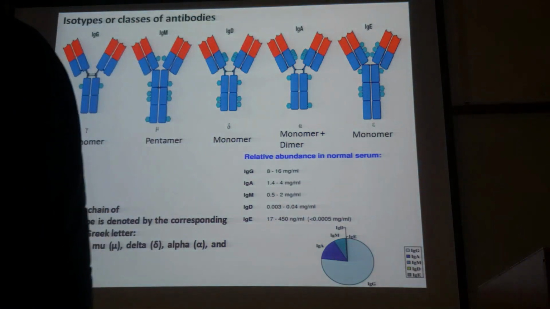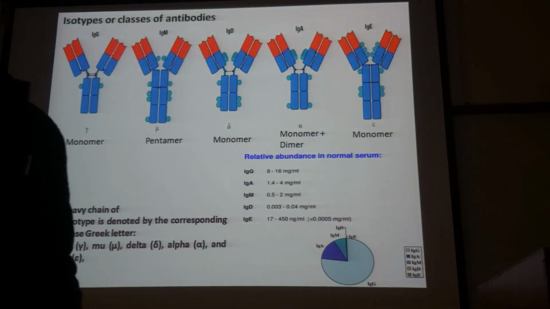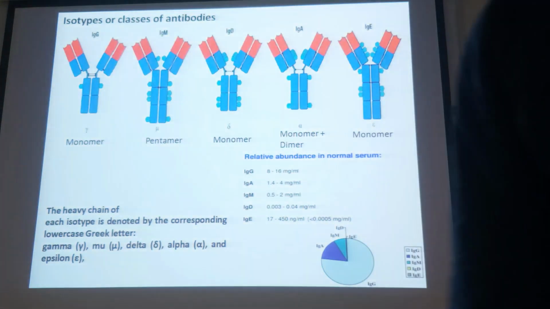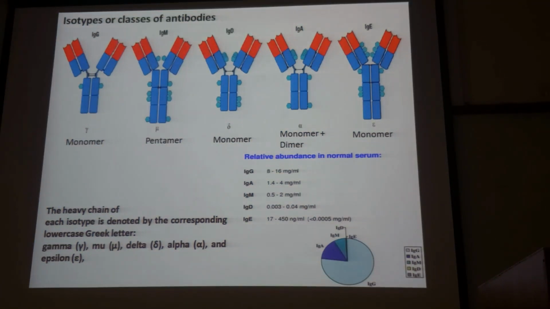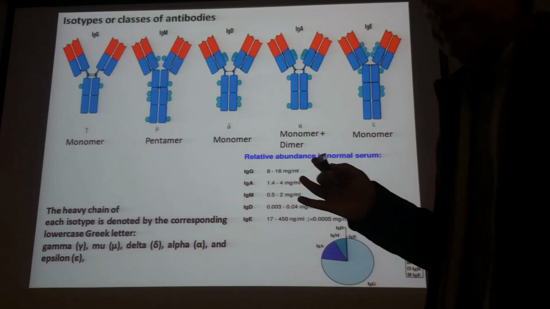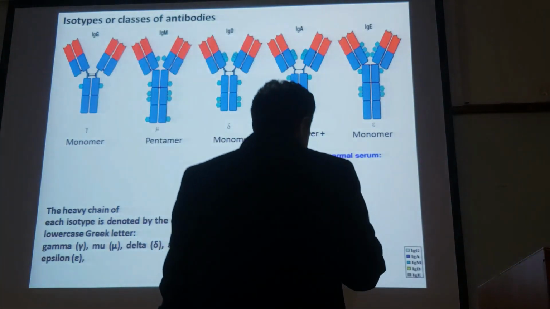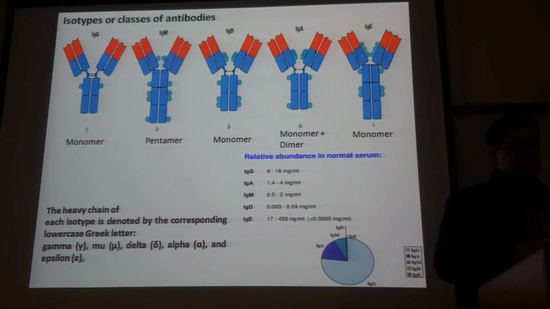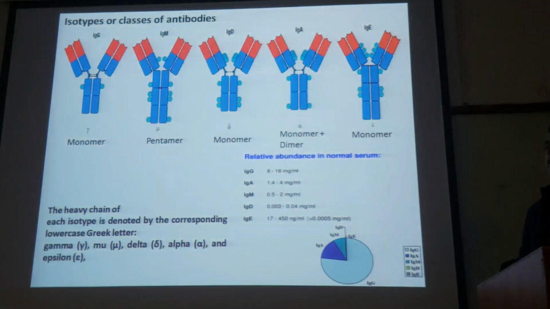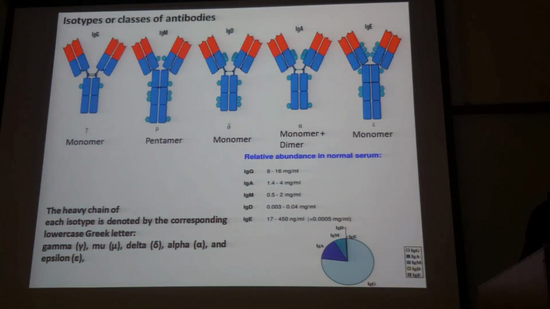The memory cell that was formed as a result of infection. I should rather have given this question in the paper. What kind of antibody would be produced by the memory cells? IgG. Yes, why?